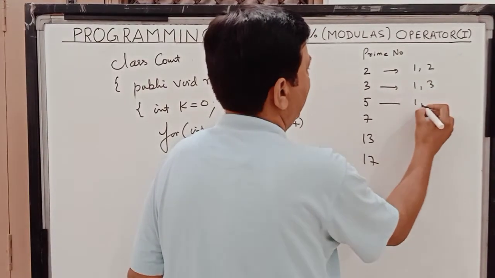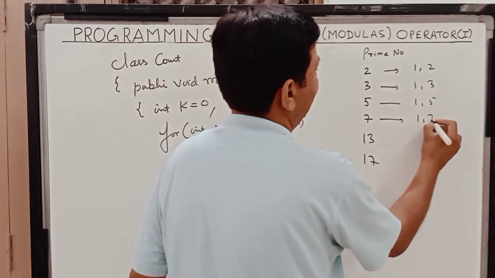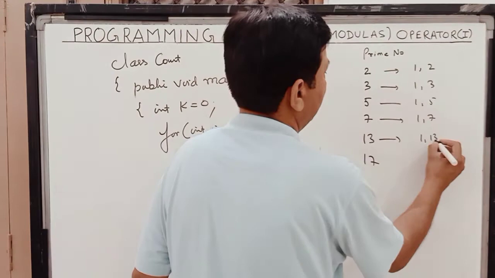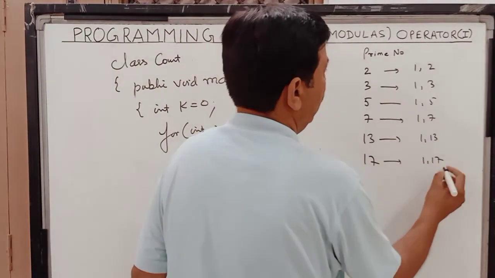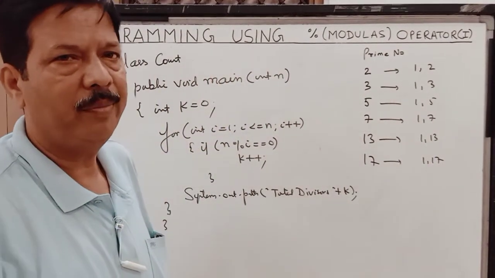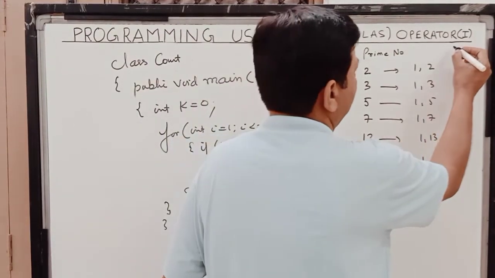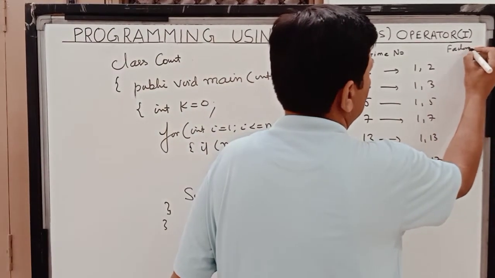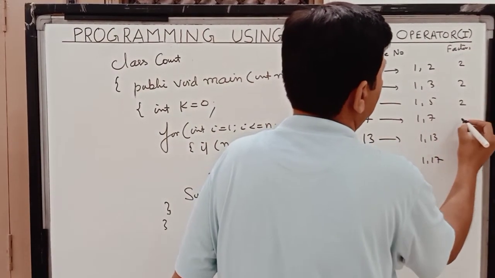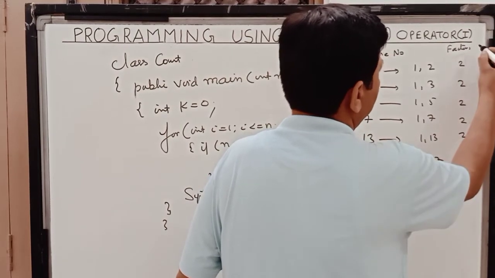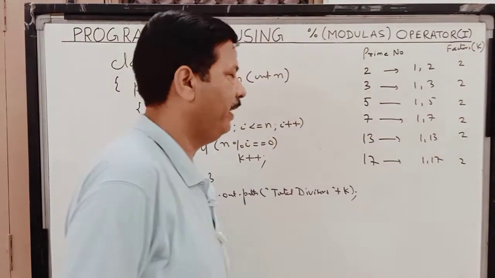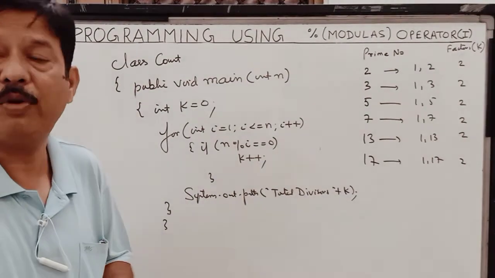3 has 1 and 3, 5 has 1 and 5, 7 has 1 and 7, 13 has 1 and 13. So we see that all the prime numbers have only how many factors? It has 2. All the factors are 2. And children, this factor we have already calculated in k. We already have calculated it in k.